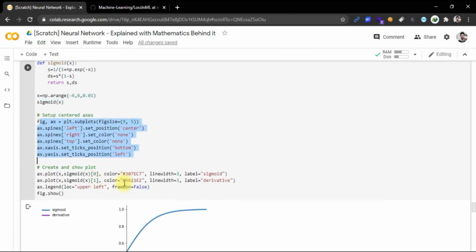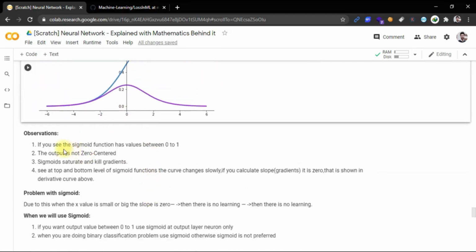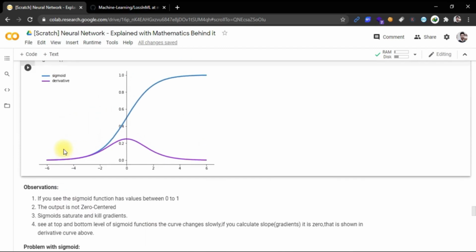This is our plot, and the plot looks like this: the first curve is the sigmoid, and the second is its derivative. As you see, the derivative is close to 0 when it has more data. This is its disadvantage. Sigmoid has values between 0 and 1 only, the output is non-zero centered, and the sigmoid saturates and kills gradients, because the value it has at the top of the level is out of the gradient terms.